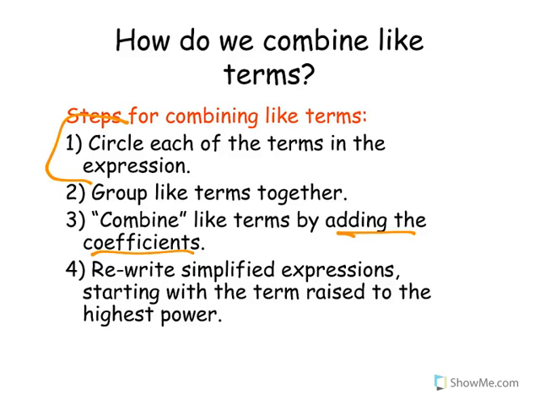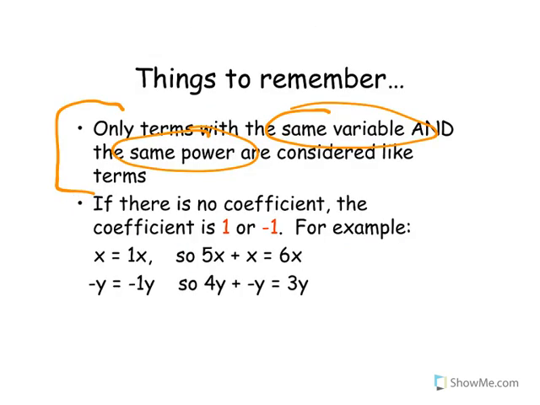And just a little note here: if there is no coefficient written, there is always a coefficient. The coefficient is either 1 or negative 1. So if you see x, for example, that's really 1x, so 5x plus x would be 6x. And if you see negative x, or in this case negative y, the coefficient is negative 1, and you would add 4 to negative 1 to give us a coefficient of 3.